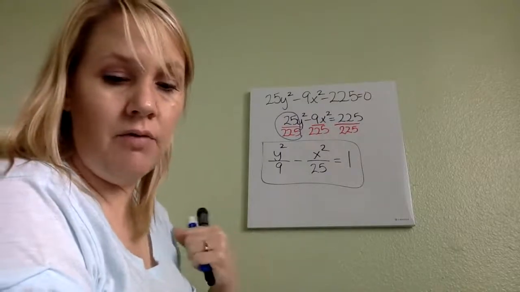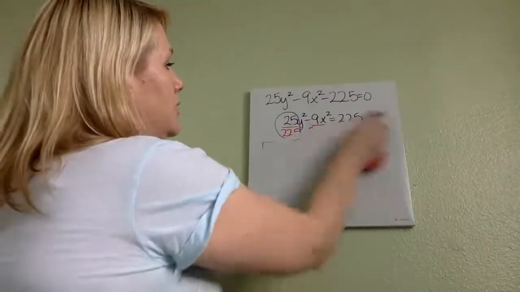So I'm going to go ahead and erase, and then I have one last example, and you could probably guess it's going to be an ellipse.